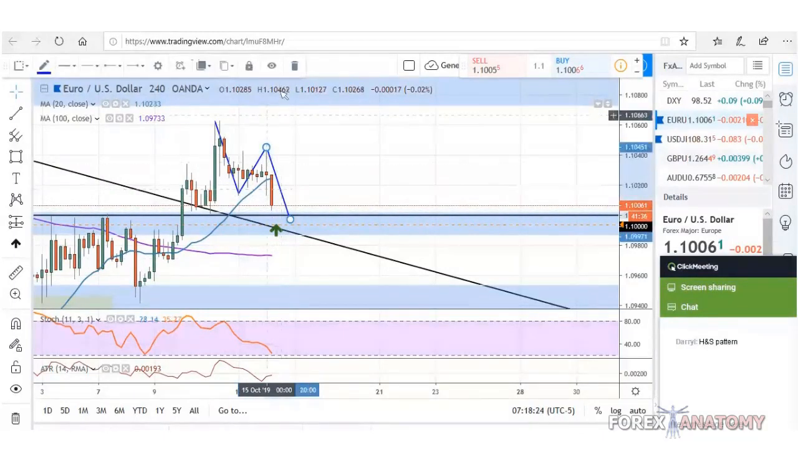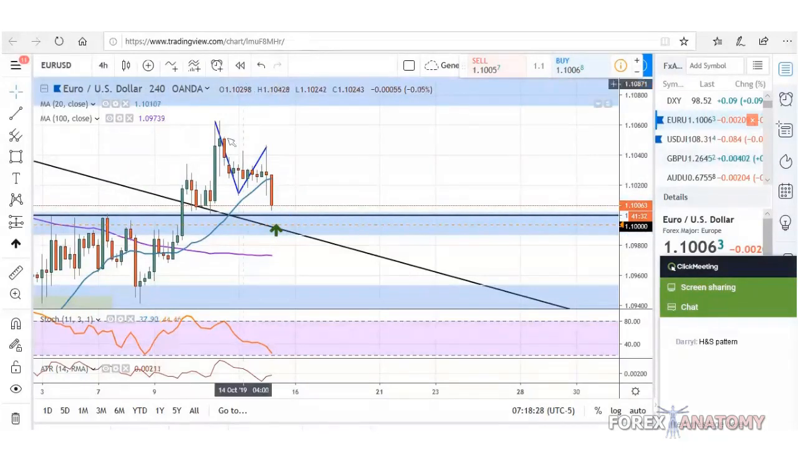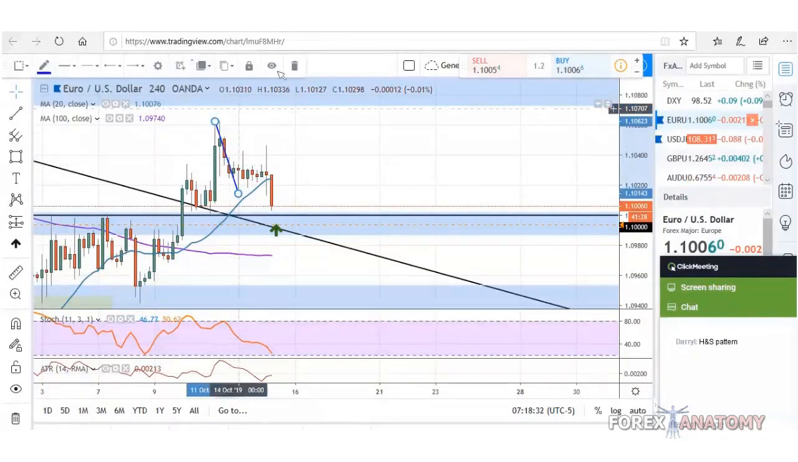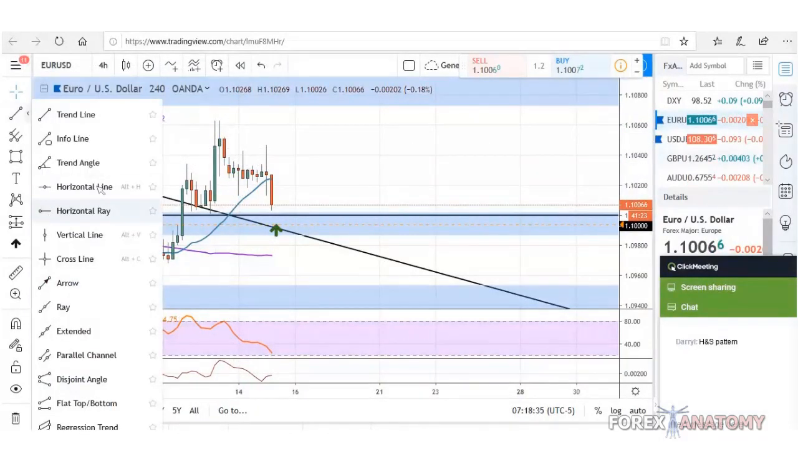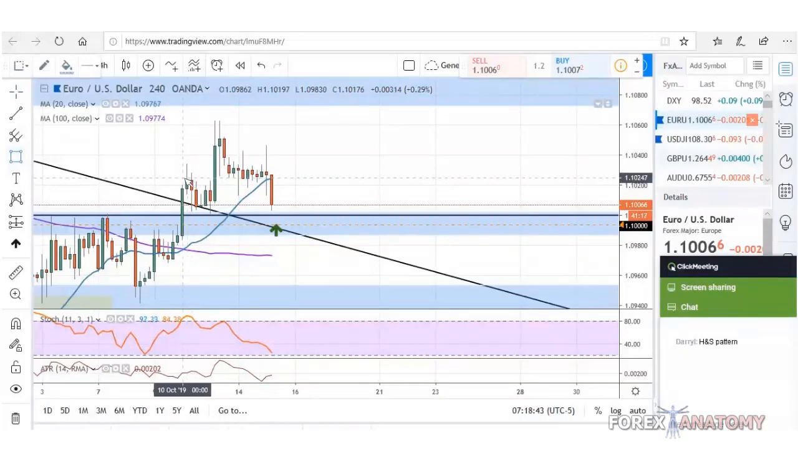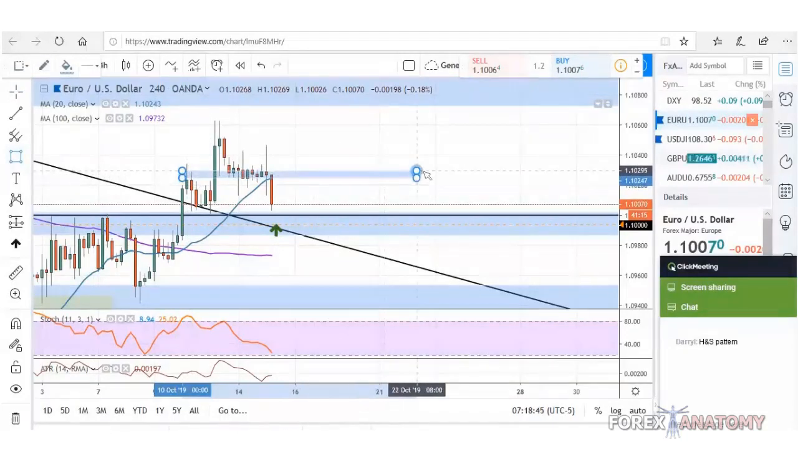Now let me remove this right here. And if I do look for an opportunity to buy, I'm not going to shoot for extended targets. I'm just going to target this area right here because I believe that this is a key area that we need to isolate and identify as well.